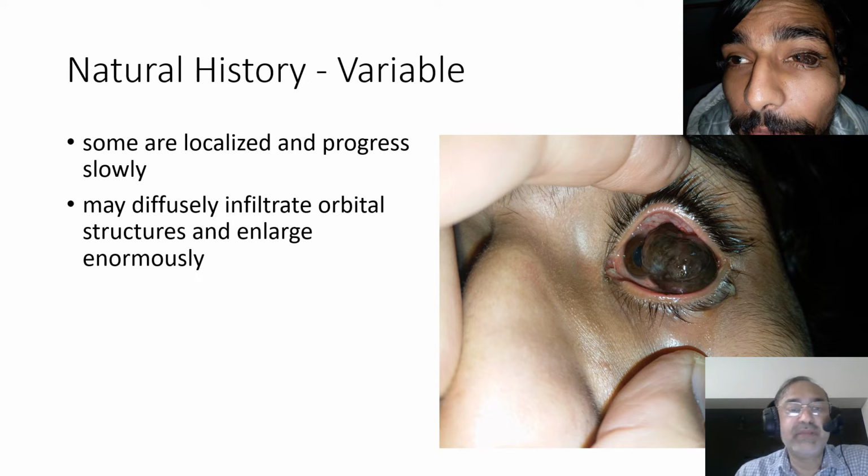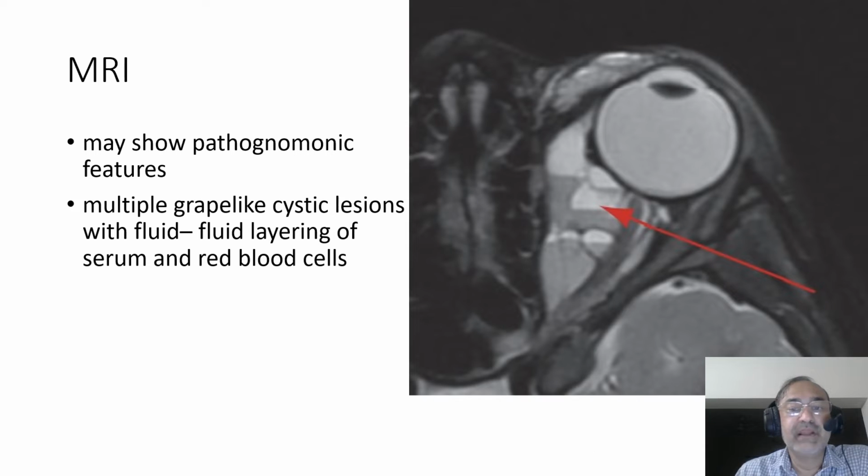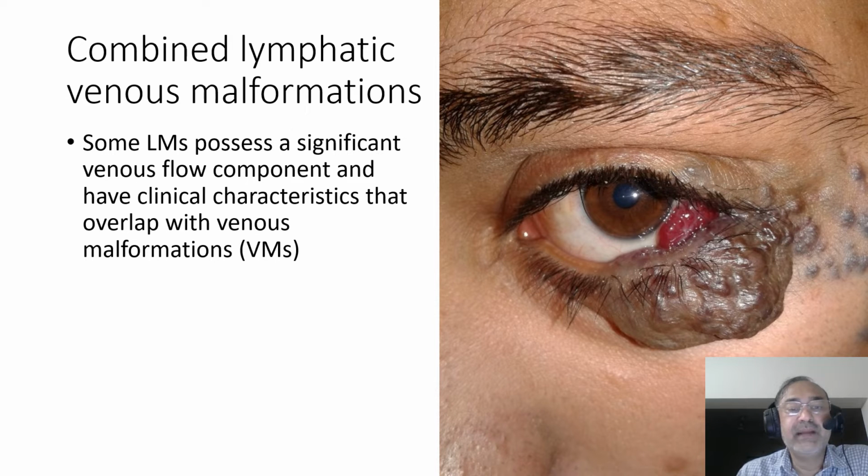Natural history is variable. Some are localized and progress slowly, while others may diffusely infiltrate orbital structures and enlarge enormously. MRI may show pathognomonic features, which include multiple grape-like cystic lesions with fluid layering of serum and red blood cells. Combined lymphatic and venous malformations may be encountered, which possess a significant venous flow component and have clinical characteristics that overlap with venous malformations.